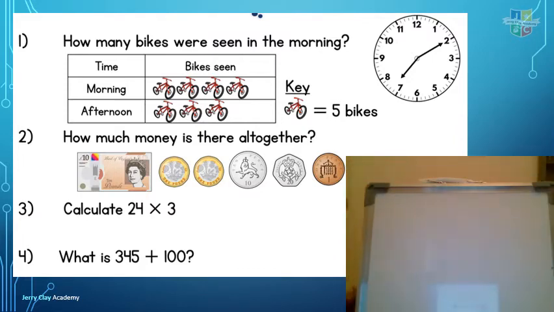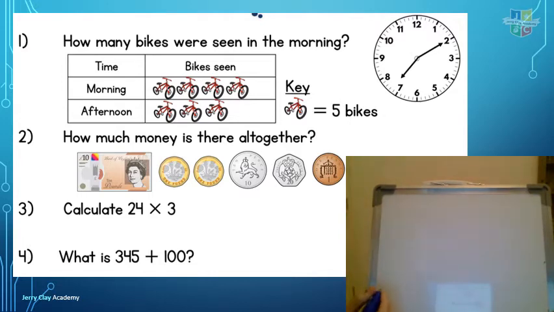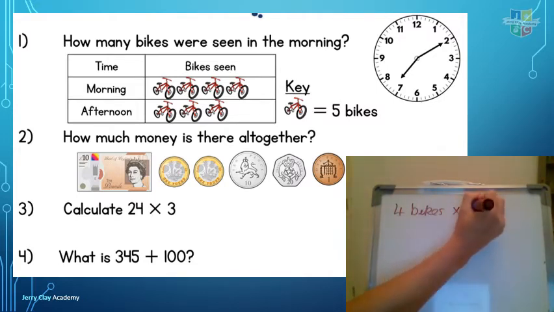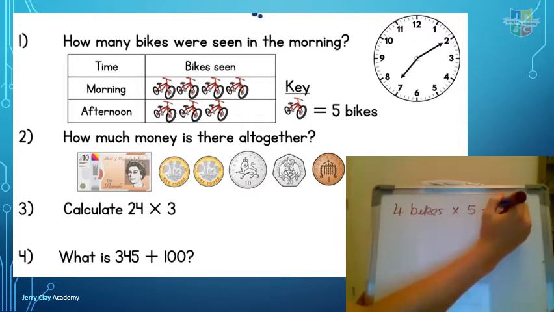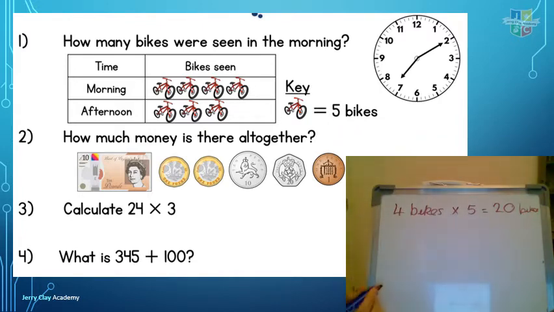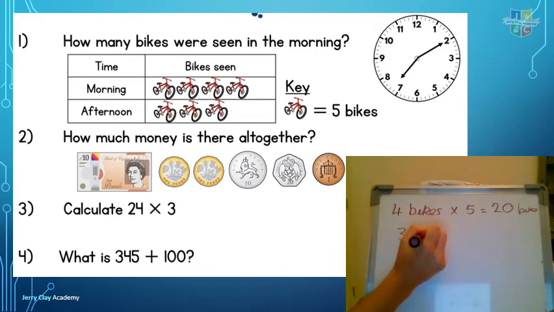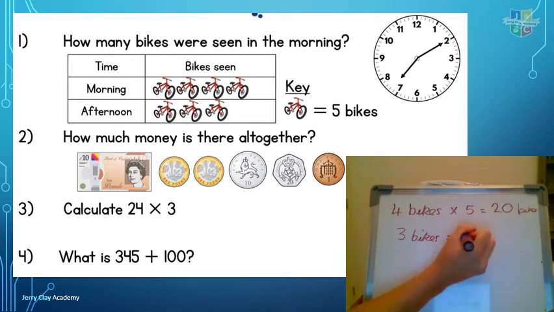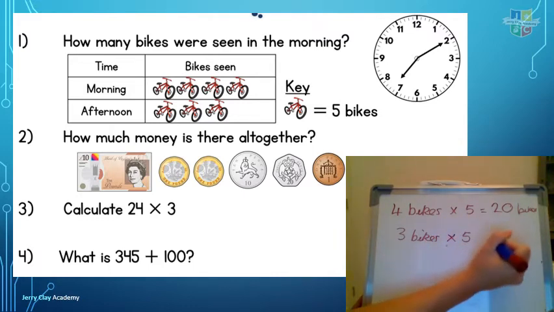Right, looking at number 1 then, how many bikes were in the morning? So we know that 1 bike represents 5. So in the morning we had 4 bikes and each is worth 5, so we can times it by 5, or we can do 5 add 5 add 5 add 5. So you should have said that there were 20 bikes in the morning. For a bonus point, you should have said it in the afternoon. I've got 3 bikes. Each bike is worth 5, so if I do 3 times by 5, you would have got 15 bikes.